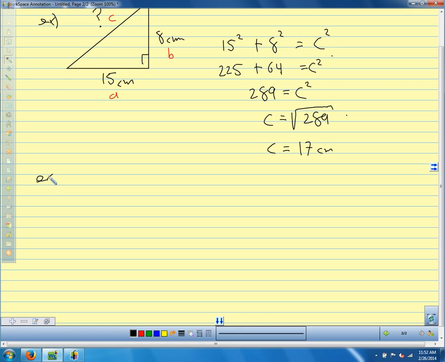All right, let's do another example. So here's our triangle this time. Here's my right angle. Here is, we'll call that x, 10, and 16. And we want to find x.